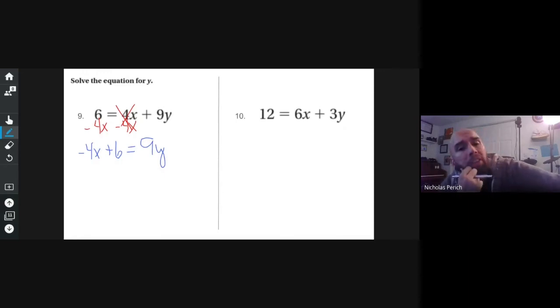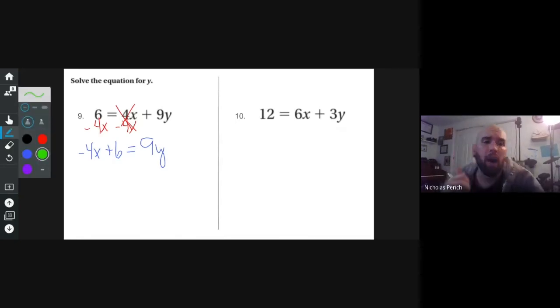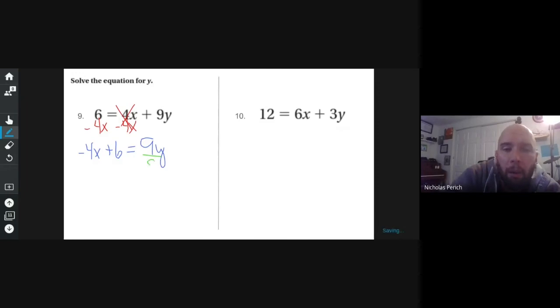Is y all by itself? No. What's in the way? 9. How do I get rid of a multiply by 9? Do the opposite, which is divide. Divide 9 from everything. Negative 4 over 9. That's a fraction. Does it simplify? Negative 4 over 9? No. So I have negative 4 over 9.